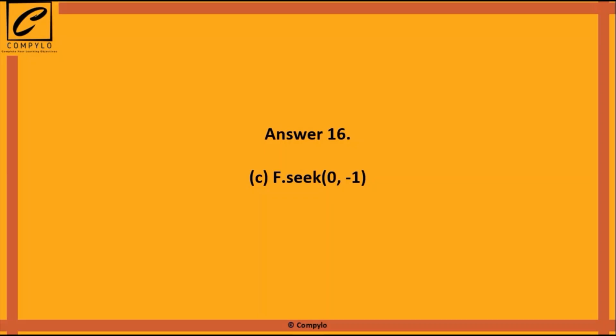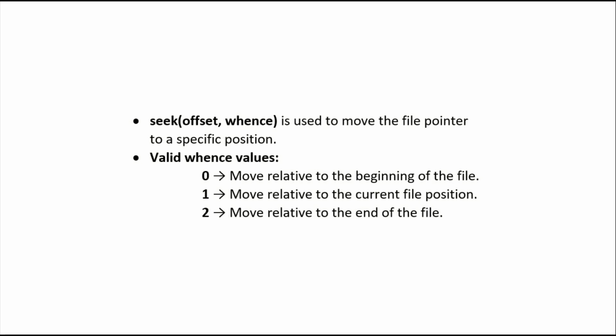Question number 16 is, consider the following Python statement. Which of the following is an invalid statement in Python? The correct option is C, that is f.seek(0, -1). See, seek with two parameters, offset and whence, is used to move the file pointer to a specific position. And valid whence values are 0, 1 and 2, where 0 moves relative to the beginning of the file, 1 moves relative to the current file position, and 2 moves relative to the end of the file. That is why whence value -1 is invalid.